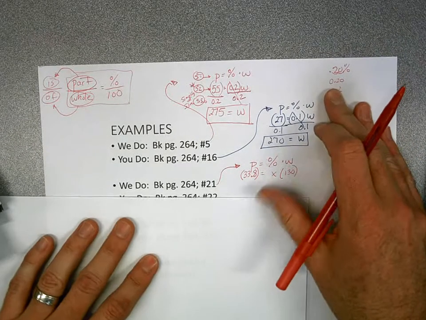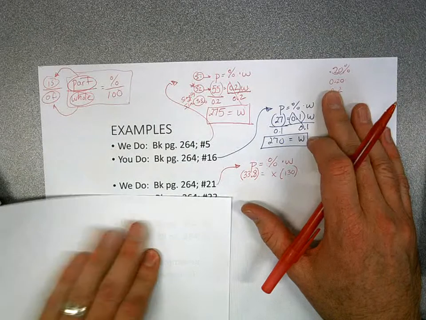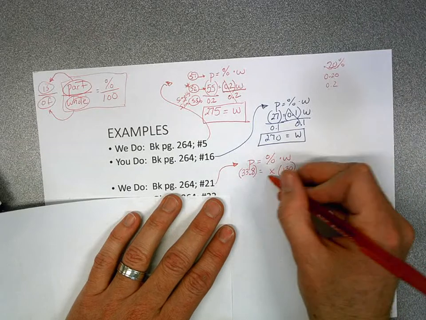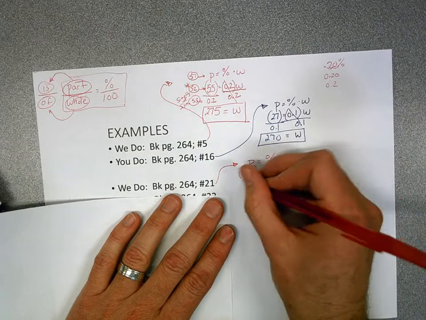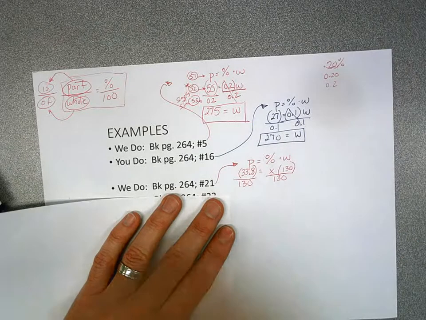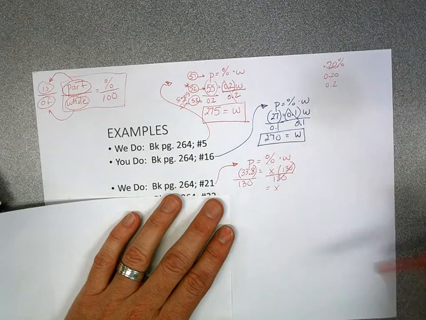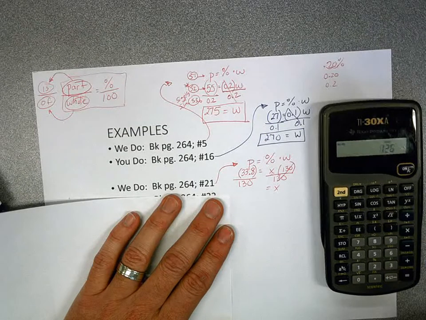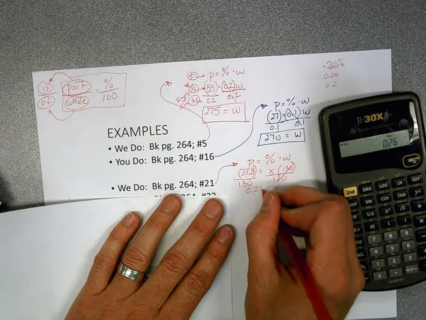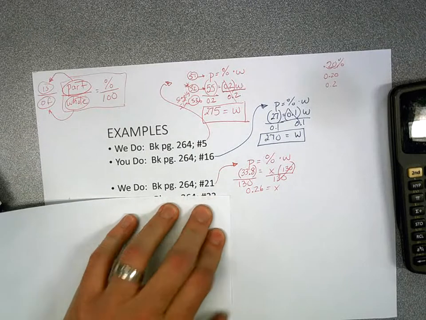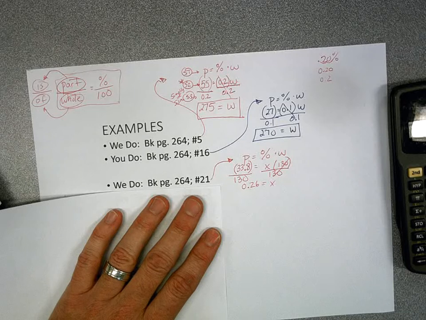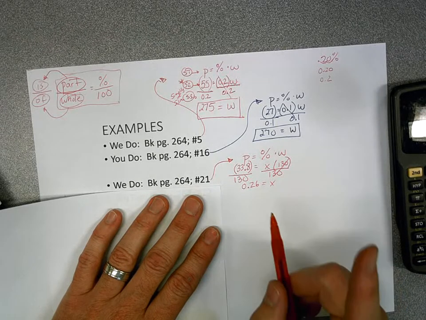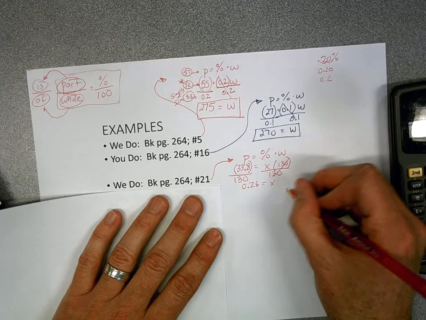So 130 times x. I'm going to divide both sides by 130, just like we did before. So x is equal to 33.8 divided by 130, which equals 0.26. Ladies and gentlemen, what does x represent? It's the percent. Now, this is why I'm doing this problem with you.